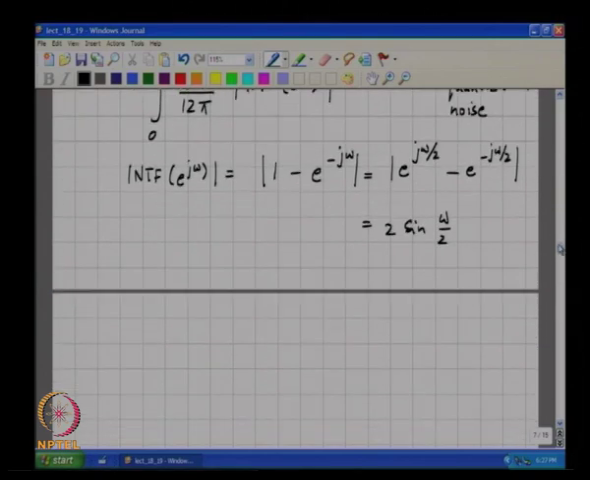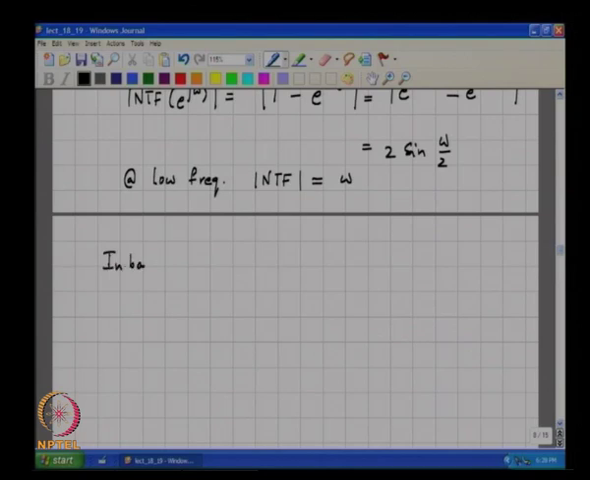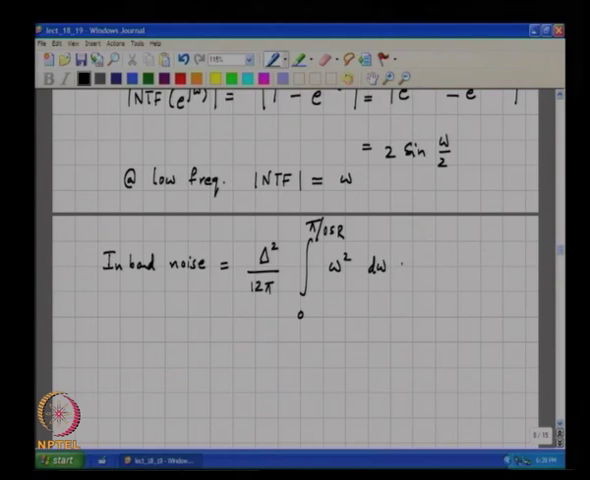Of course, at low frequency, mod NTF is approximately goes as omega, correct. So, when we integrate the in band noise power, the in band noise is nothing but delta square by 12 pi times the integral from 0 to pi over OSR of omega square d omega, and this is delta square over 12 pi times pi cube by OSR the whole cube times 1/3. Okay.